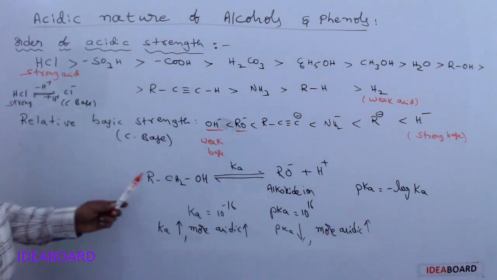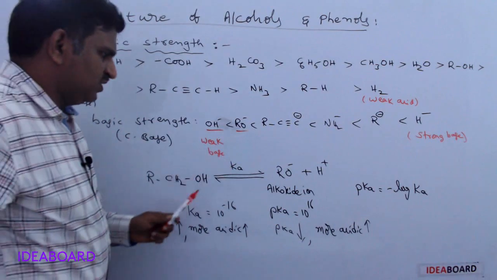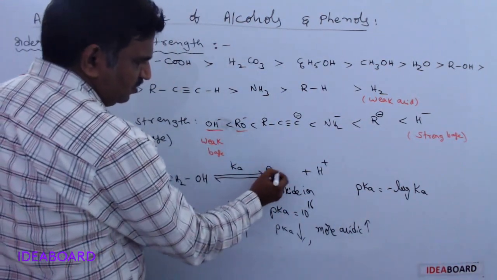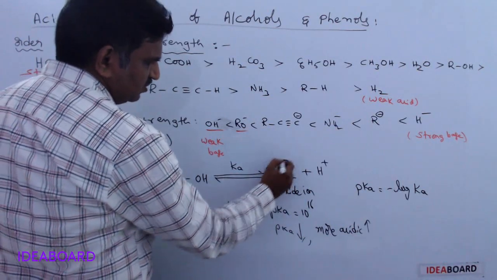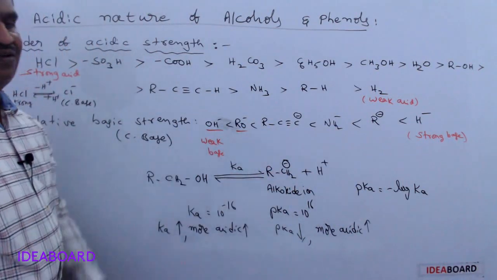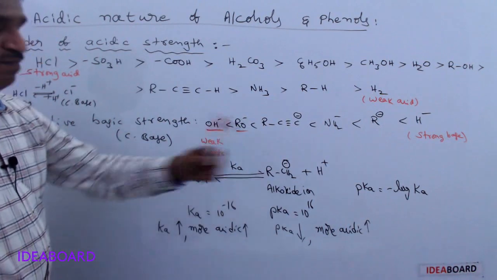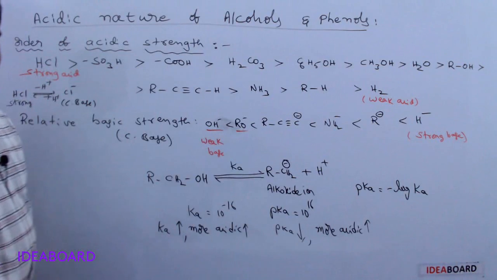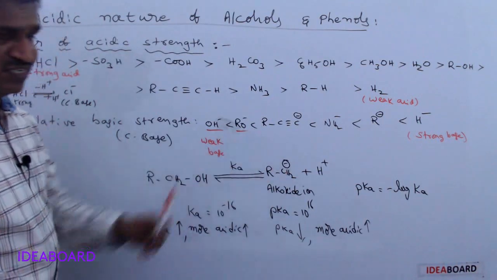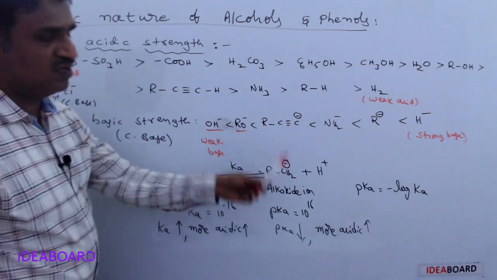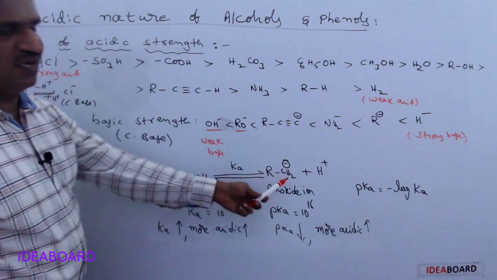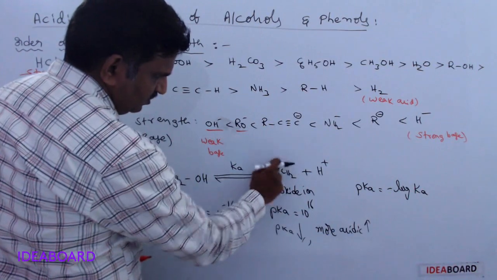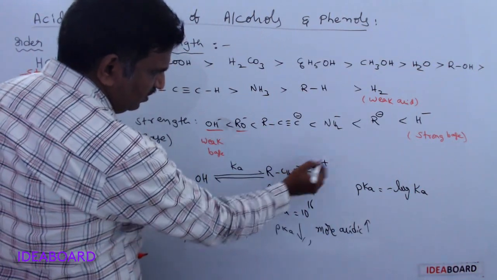Okay, and here if you see RCH2OH, sorry, here it is forming RCH2 minus, an alkyl carbanion formation. If the alkyl carbanion stability is more, then it becomes more acidic. Why? It dissociates into the carbanion easily, and it is forming RCH2O minus.